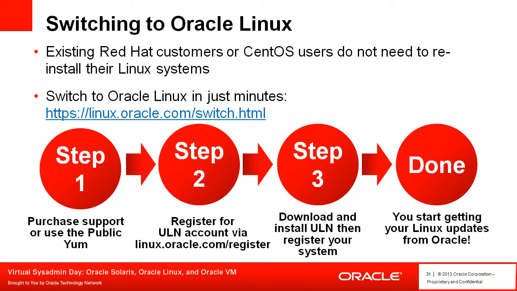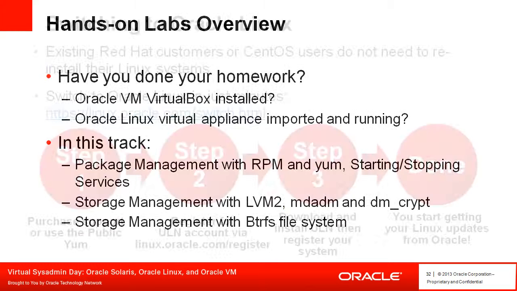For existing Red Hat customers or CentOS users, switching to Oracle Linux support needs only minutes, not hours. You don't need to reinstall any software. Your applications remain untouched. The process is very simple and outlined on the web page mentioned on this slide. All you need is a ULN account, which will be available once you have purchased an Oracle Linux support subscription. Download the registration program and then download the updates via UpToDate or yum.